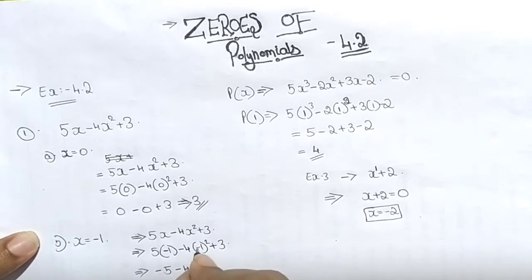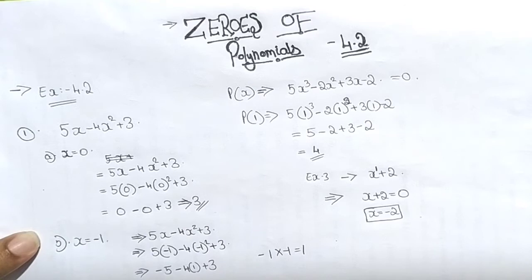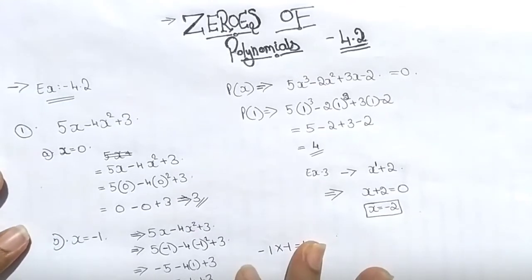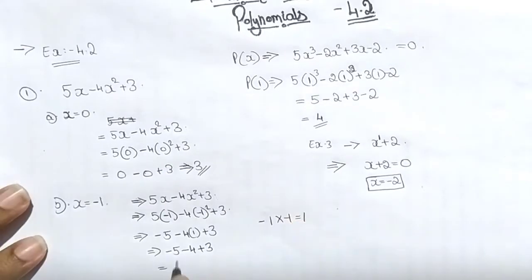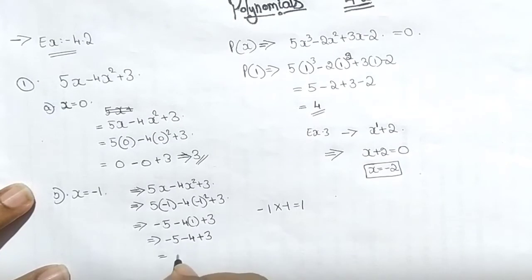5 into minus 1 is minus 5, you know that. Minus 4 into minus 1 square: minus 1 into minus 1 is 1, since minus into minus gives us plus, and 1 into 1 is 1. So minus 1 square is 1, plus 3. Now minus 5 minus 4 plus 3. Minus 5 minus 4 is minus 9, plus 3 is minus 6.